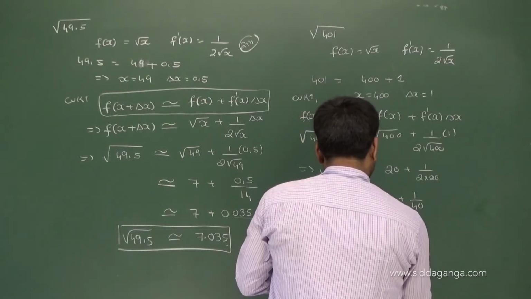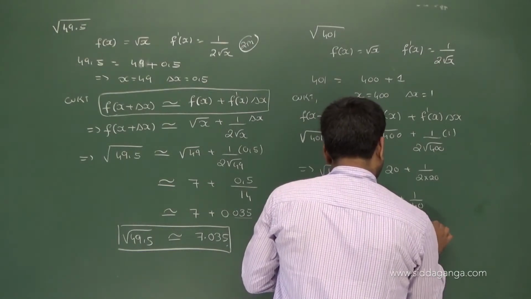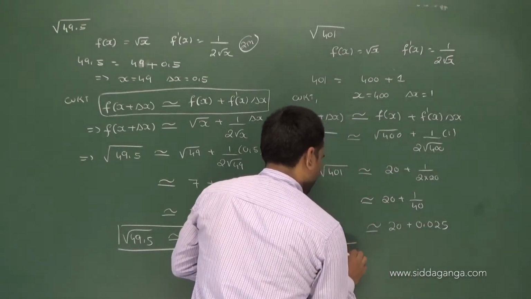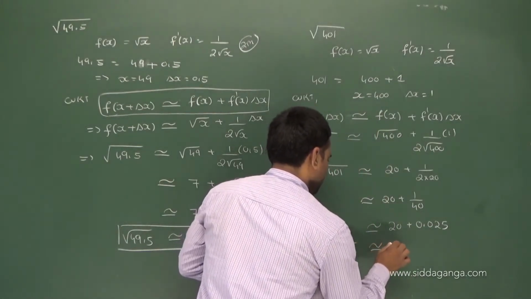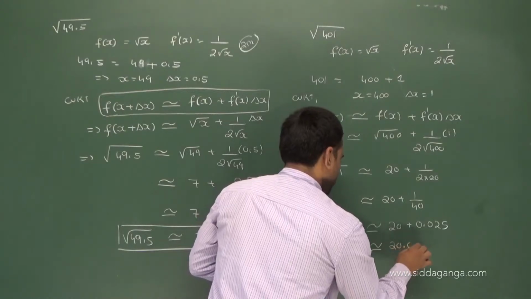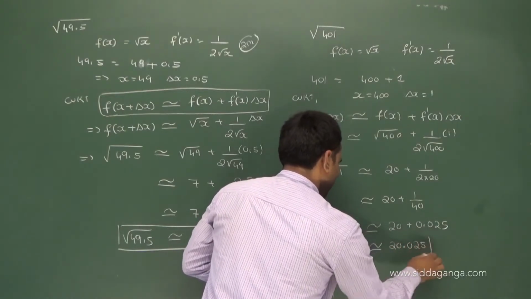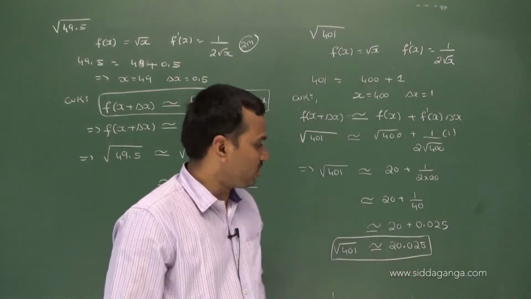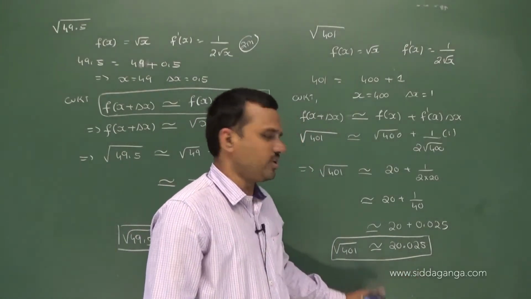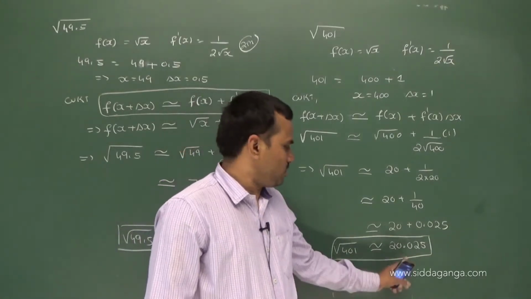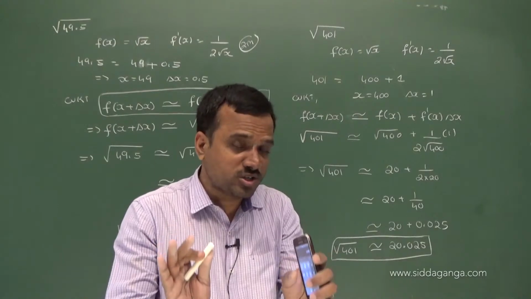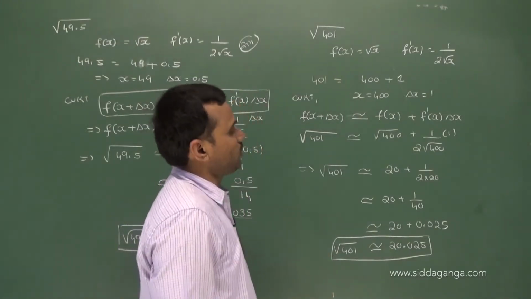Approximately equal to 20 plus 0.025, correct? So square root of 401 is approximately equal to 20.025. You also calculate, then only you are perfecting. Square root of 401 is approximately 20.025. You got? You understand the concept? We take one more problem.